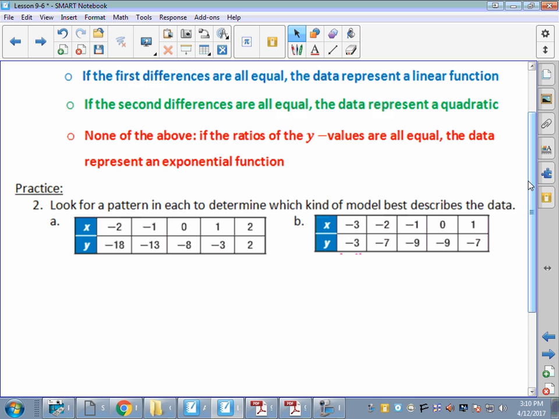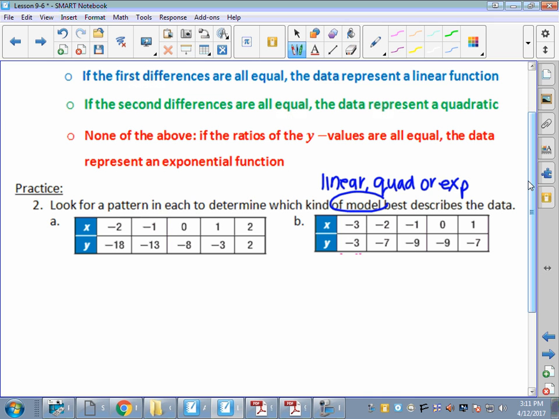So in problem 2A, it says look for a pattern in each to determine which kind of model best describes the data. When I say which kind of model, is it linear, is it quadratic, or is it exponential? Those are your three options. So notice on practice 2A, my x's go up by 1 every time. Nothing big there. However, my y's, how do I get from negative 18 to negative 13? Add 5. How do I get from negative 13 to negative 8? Add 5. Negative 8 to negative 3? Negative 3 to positive 2? So look at those open bullets up there. This is the first time I did the subtraction, first differences. Subtraction is difference. If the first differences are all equal, like adding 5, adding 5, adding 5, adding 5, the data represents a linear function.